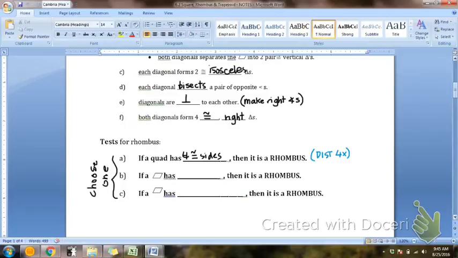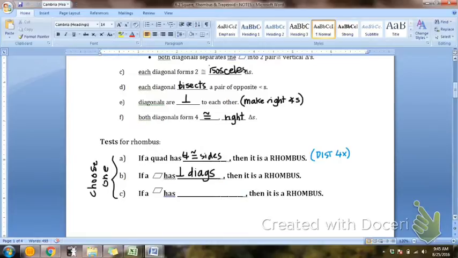Okay, if a quadrilateral has perpendicular diagonals, then it's a rhombus. And how many diagonals do we have in our rhombus? How many diagonals are there? 2. And how do we prove perpendicular? What formula do we use to prove perpendicular?